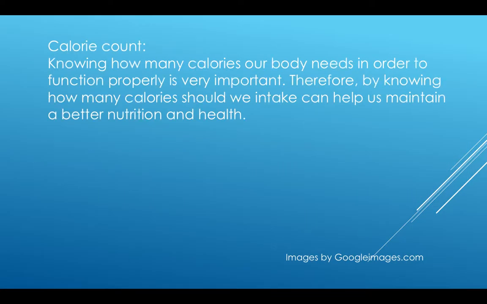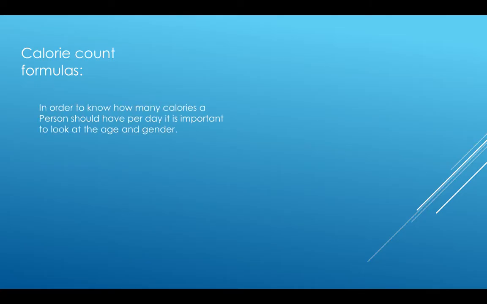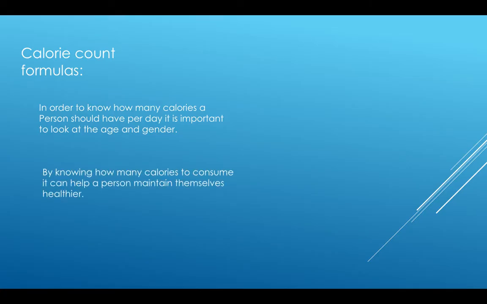Next, we have calorie count or calorie intake. Knowing how many calories our body needs in order to function properly is very important. Therefore, knowing how many calories we should intake can help us maintain better nutrition and health. Calorie count formulas. In order to know how many calories a person should have per day, it is important to look at the age and gender. Knowing how many calories to consume can help a person maintain themselves healthier.